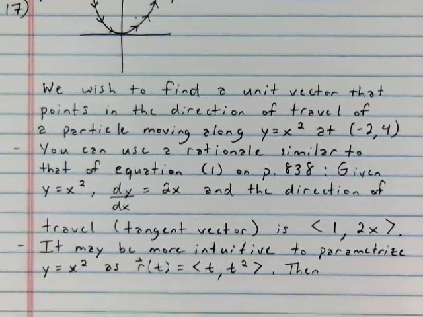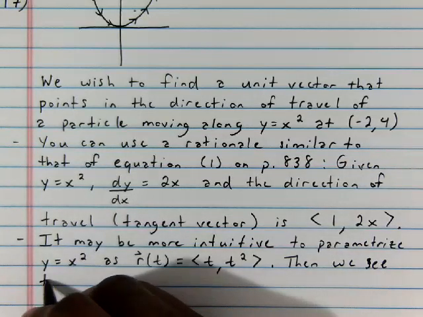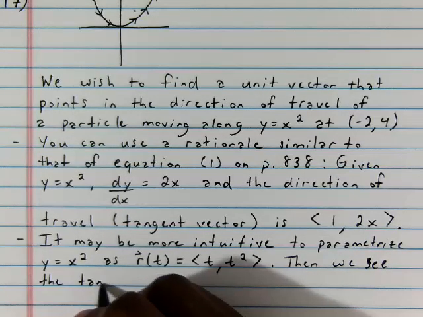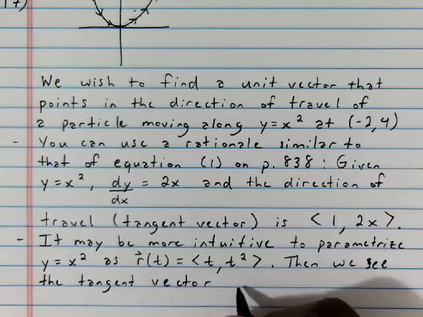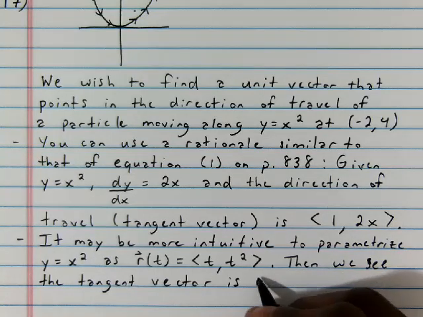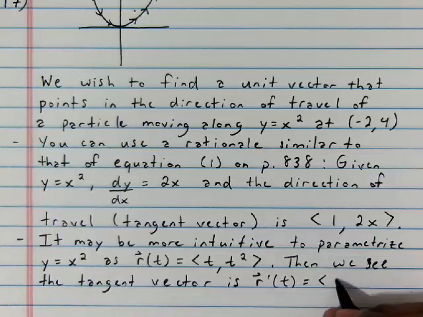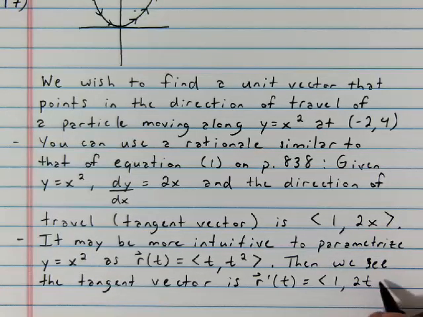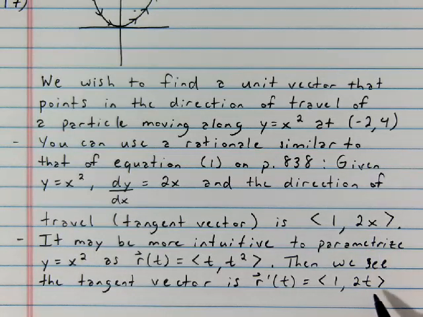Then we see the tangent vector is r prime of t, which equals 1 comma 2t. So same thing we got there. Doesn't matter which way we do it. I'm just using different variables. It doesn't matter which variables you use either.